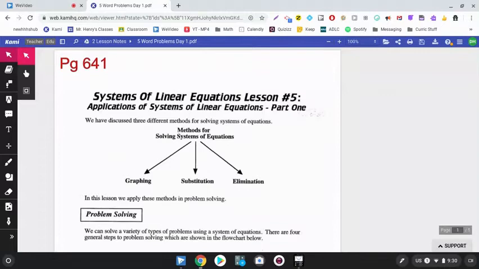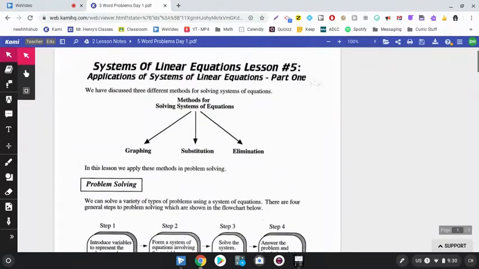Alrighty, page 641, and we're going to look at solving some systems where there's a context to it, where there's a word problem. And some of these are actually going to look really familiar to some of the stuff you did in grade 9, but we're way better equipped to handle them now. And I think we're going to be ready to rock and roll.